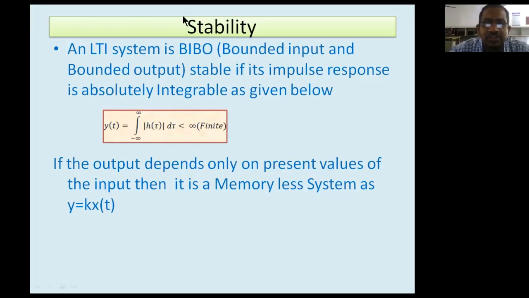So here one of such mathematical representation has been given for the stability of a system. So for example, h of t is the impulse response of an LTI system. So for a given input, if the signal is absolute integrable, then if the system is absolute integrable, that means if the system is going to produce some finite value which is not going to be imaginary, then that system is going to be known as a stable system for us.